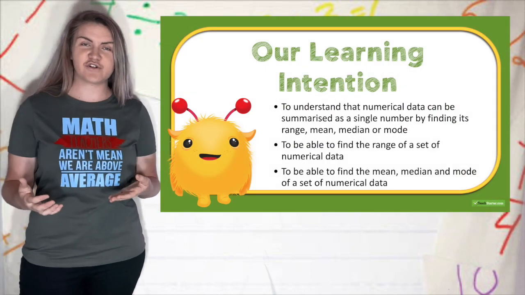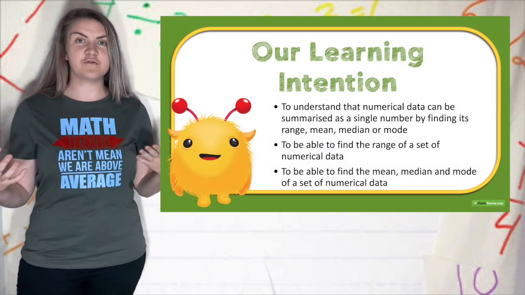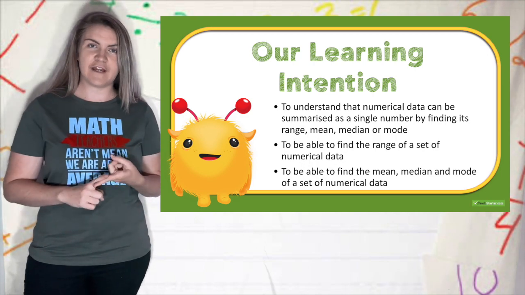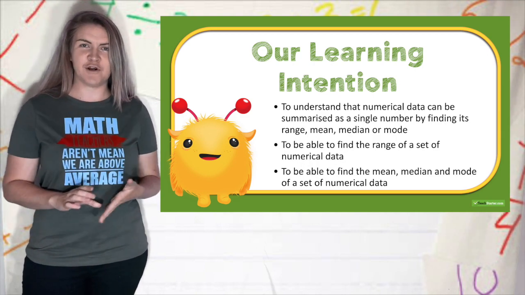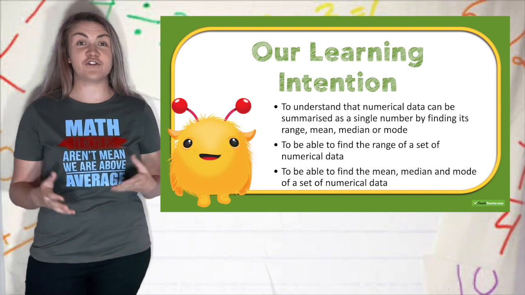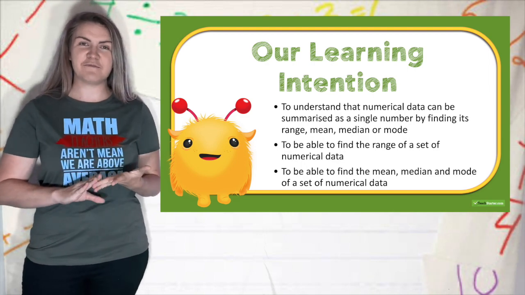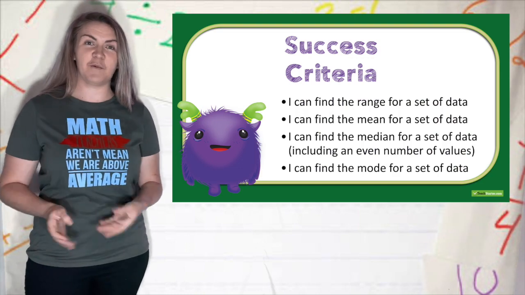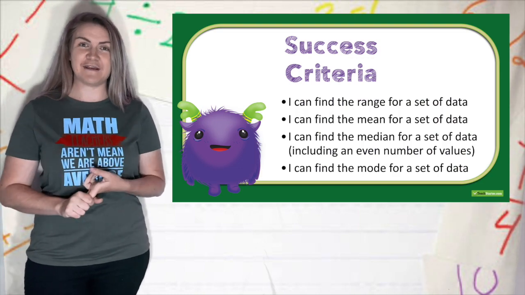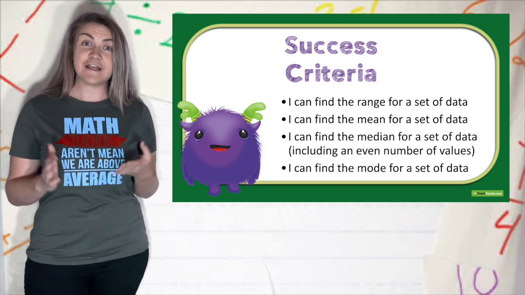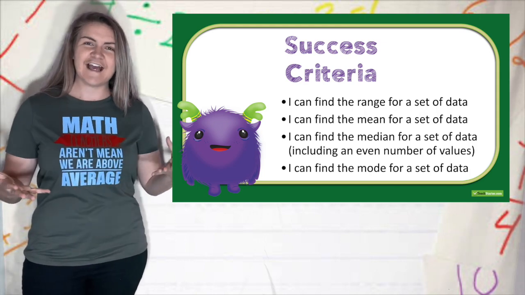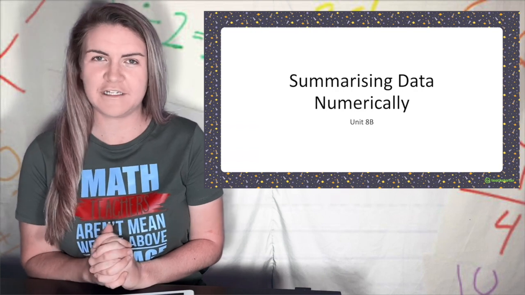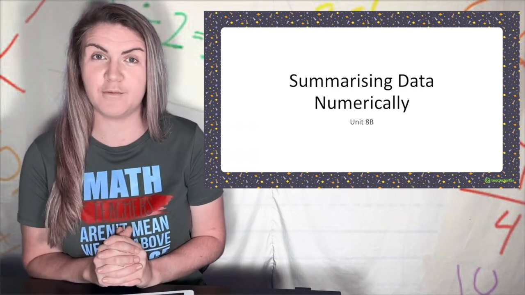Our learning intention is to understand that numerical data can be summarized into a single number by finding its range, mean, median, and mode. We also want to be able to calculate the range, mean, median, and mode for numerical data. We will know we are successful when we can calculate the range and the mean, we can find the median even when there's two numbers, and figure out which number is the mode. Today we are going to look at how we can summarize data numerically.